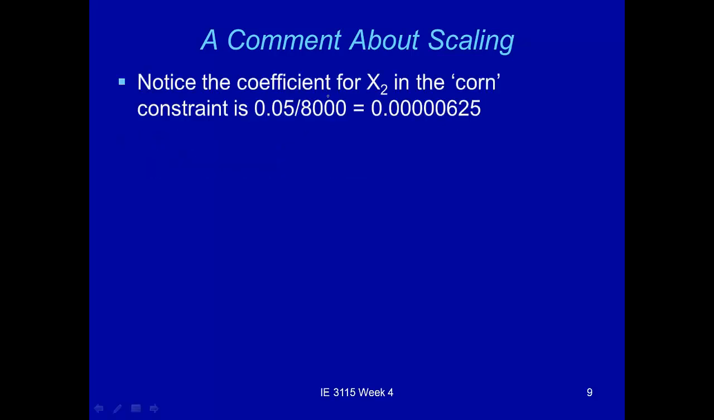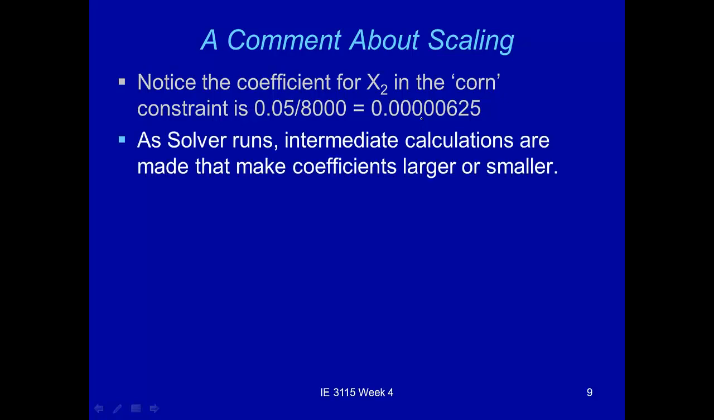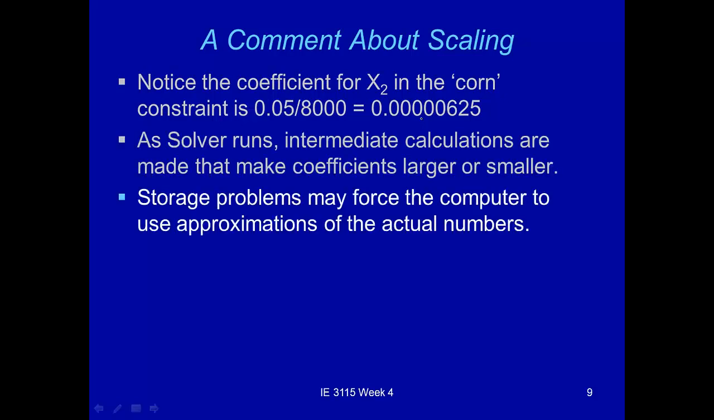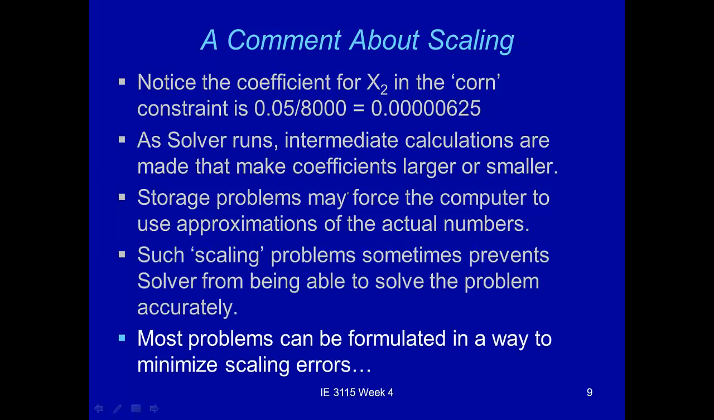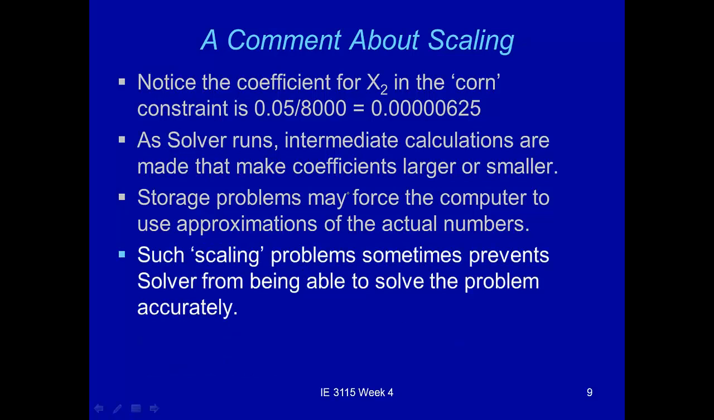big gap. So notice the coefficient for x2. It's 0.05 divided by 8,000. That gives you this value, okay? And then the solver runs. The storage problem will force the computer to use approximation of some actual values, and the scaling problem sometimes prevents it from being able to solve the problem accurately. And that's because of the big gap between this value here.